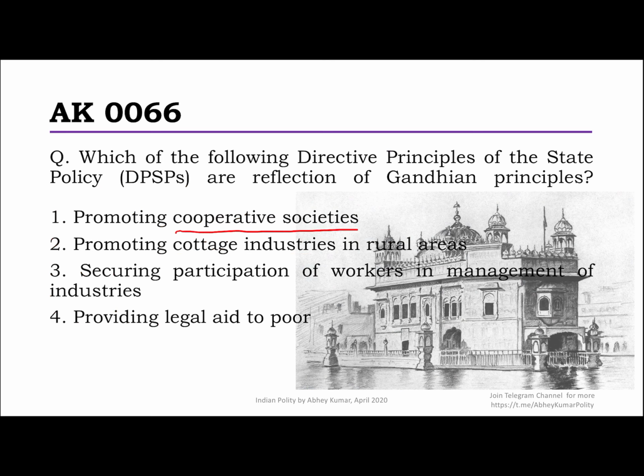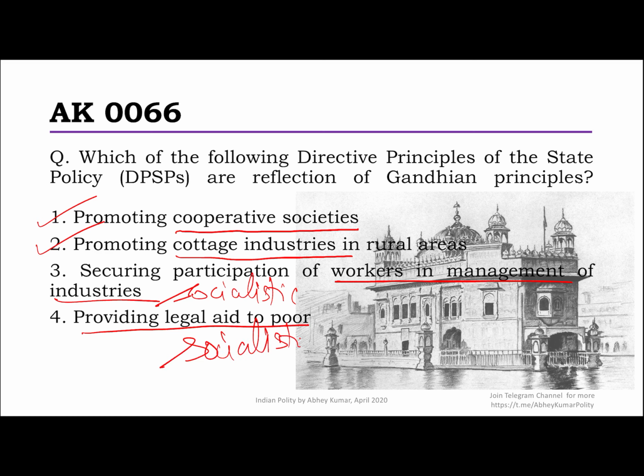So if you see promoting cooperative societies, as I told you, it is a Gandhian principle. Then promoting cottage industries in rural areas, this is also a Gandhian principle. The third one, securing participation of workers in management of industries. This is not a Gandhian principle per se. This is more of a socialistic idea that is implemented here. Similarly, the fourth point, providing legal aid to the poor. This is also more of a socialistic thought, not so much of Gandhian principles. So 1 and 2 only should be your correct answer.